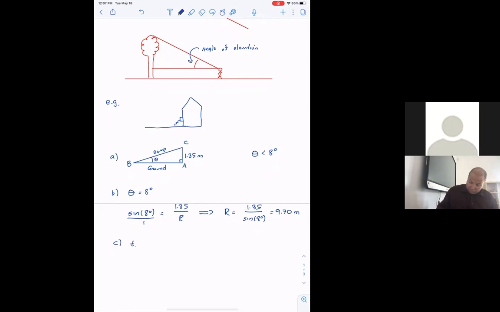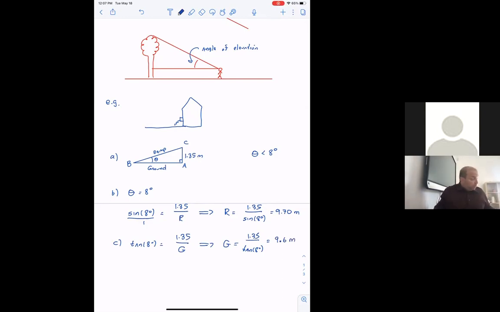So tangent of 8 degrees equals the opposite over G for grounds. Same logic, G equals 1.35 over tangent of 8 degrees. 1.35 divided by tangent of 8 degrees gives me, to 1 decimal place, 9.6 meters.